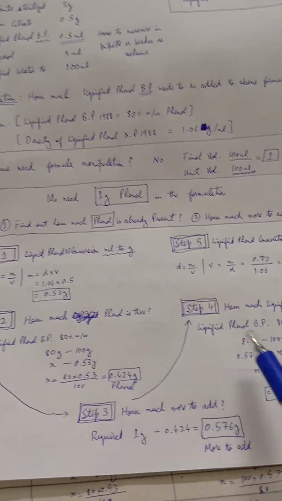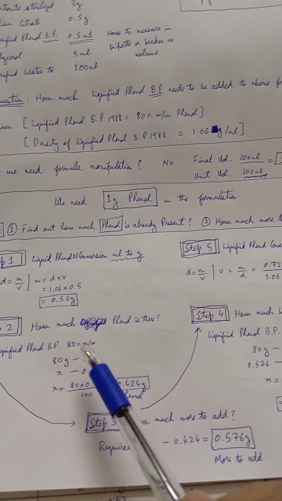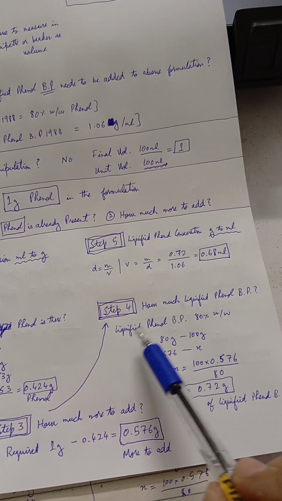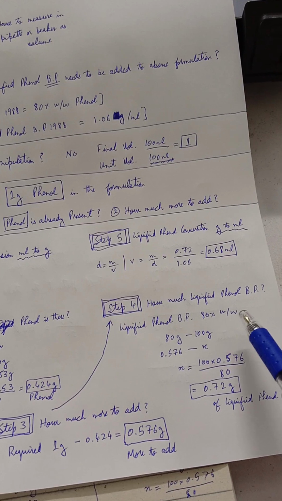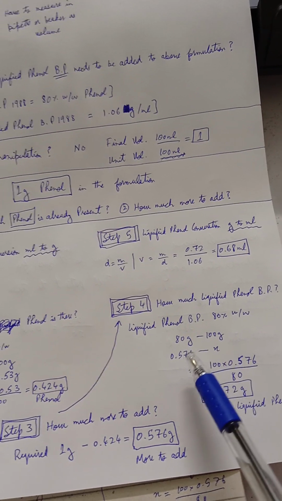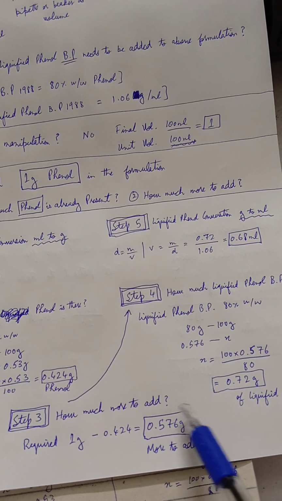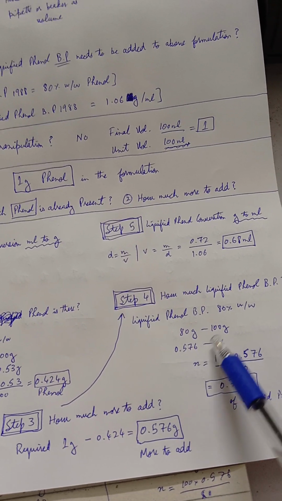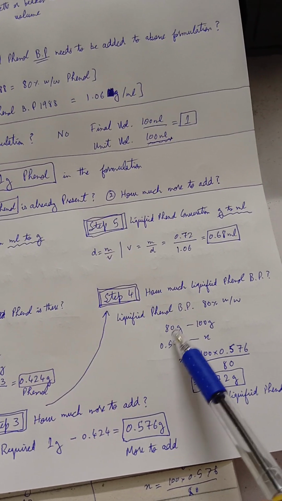Same thing is going to happen here. We know that liquefied phenol is 80%. Here we will go: 80% weight by weight means 80 grams are in 100 grams. Then this much grammage will be in how much of the total liquefied phenol. We do the cross multiplication.